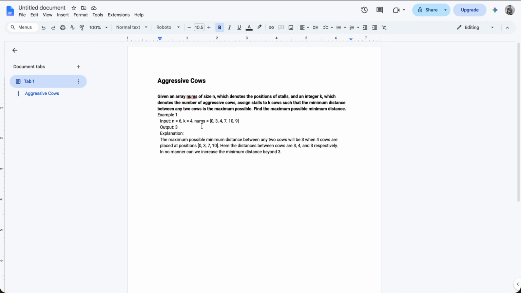So today we are going to solve the aggressive cow problem. We are given the nums array, which denotes the stall positions, and an integer k, which denotes the number of aggressive cows.